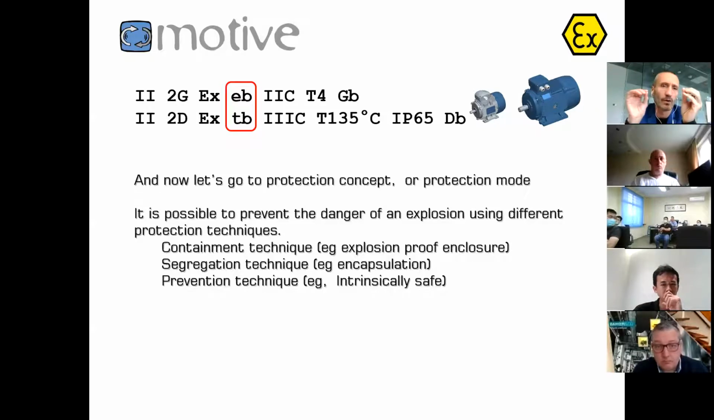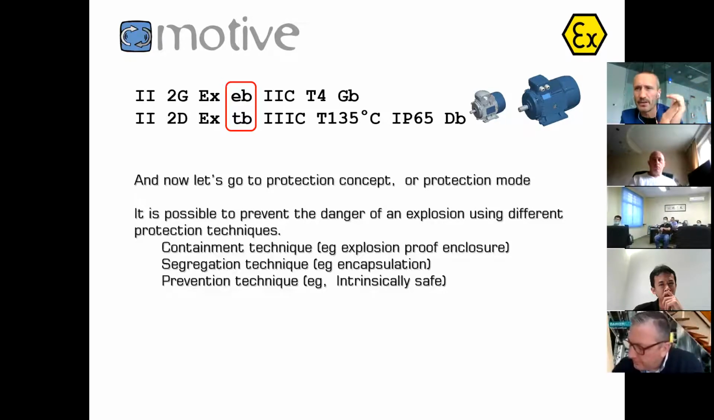Actually, this is something that we don't ask the client. What does he want, D, E, or A? Once he has classified the risk, category 1, 2, or 3, once he knows that it's gas or dust, once he knows whether it is A, B, or C, once he knows the temperature, he knows everything, he doesn't need anything else. Any risk has already been assessed. So why is it written EB or TB?